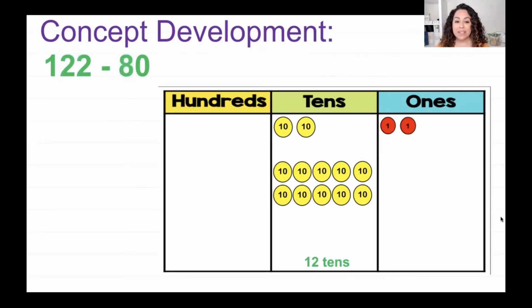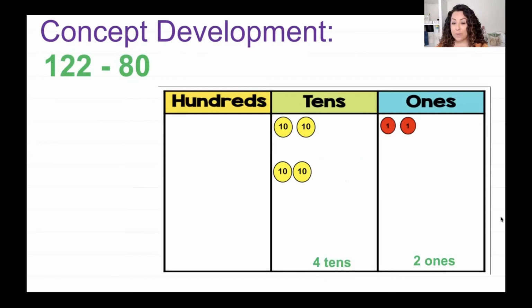So let's go ahead and look at our ones place. And I have 2 ones, take away 0. Well, that's easy. That leaves me with 2 ones. Now let's look at our tens place. I have 12 tens, and I need to take away 8. Can I do that? I can do that now because I unbundled. So that leaves me with 4 tens. So what that means is that 122 take away 80 is equal to 42.